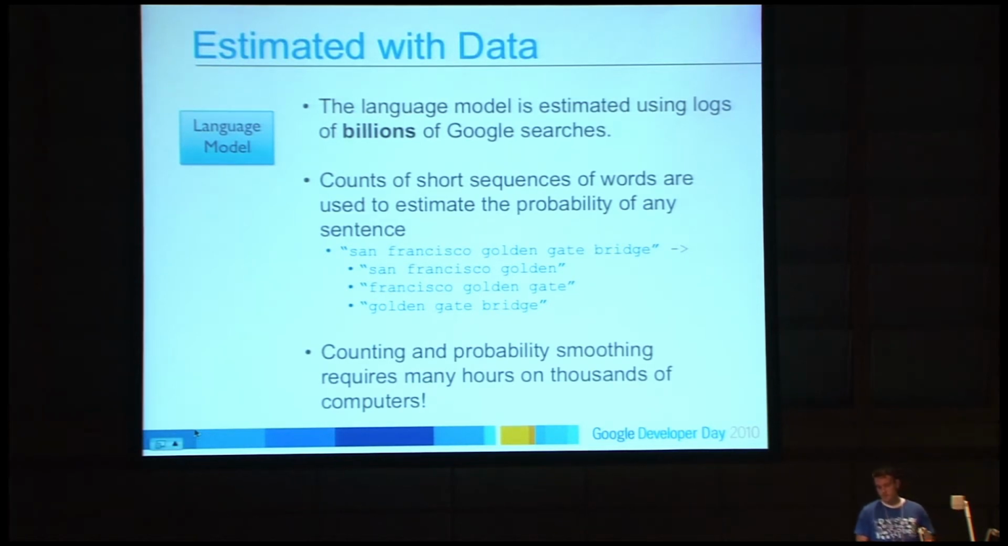So for example, to estimate the probability of the San Francisco Golden Gate Bridge, I can break that into 3 word sequences: San Francisco Golden, Francisco Golden Gate, and Golden Gate Bridge. And I can piece together these 3 probabilities that I've estimated for these 3 short sequences to get a probability for the overall sentence.